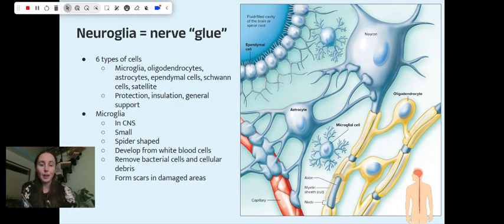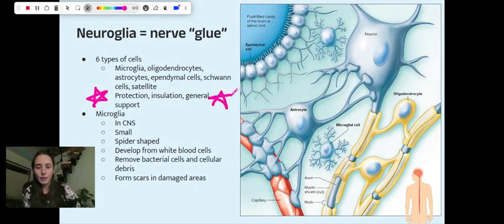There are 6 types of neuroglia that we are looking at. We are going to talk about microglia, oligodendrocytes, astrocytes, ependymal cells, Schwann cells, and satellite cells. And the main function of these is really to protect, insulate, and just have general support. So if we're going to remember anything about neuroglial cells, they are here to provide a little bit of sidekick energy for our nervous system.